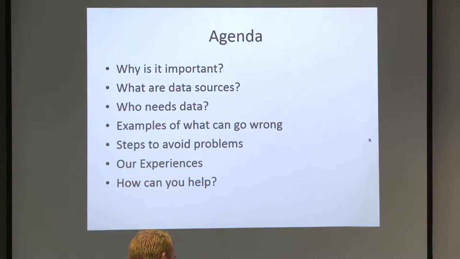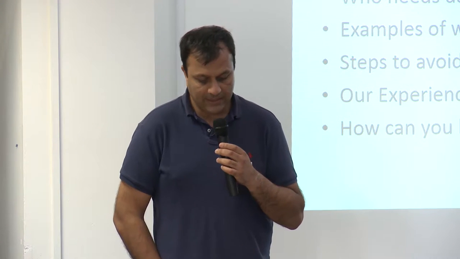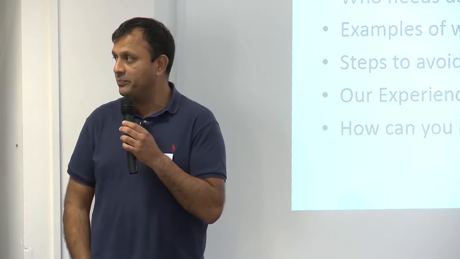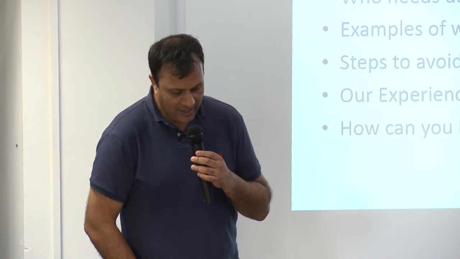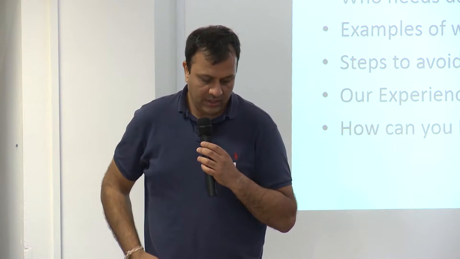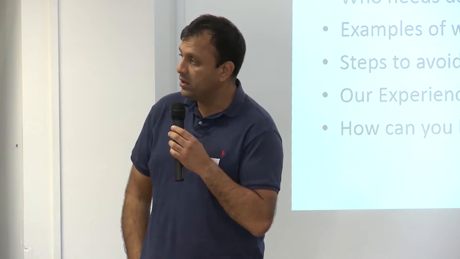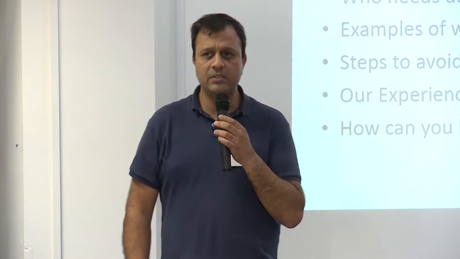So what we're going to talk about is trying to get the best from your system when it comes to data. I'm going to cover a few things. Why is it important to get the data right? What different data sources are we talking about? Who needs the data? It's fine to say we need to get it right, but actually who needs it? Some examples of what can go wrong, which again is quite funny. Some steps to avoid things going wrong. So what kind of fail safes can you put in? Some of our experiences and what I've had to do and come across. And then finally, just how you guys can help. So what can you do as users of the system or as implementers to help?